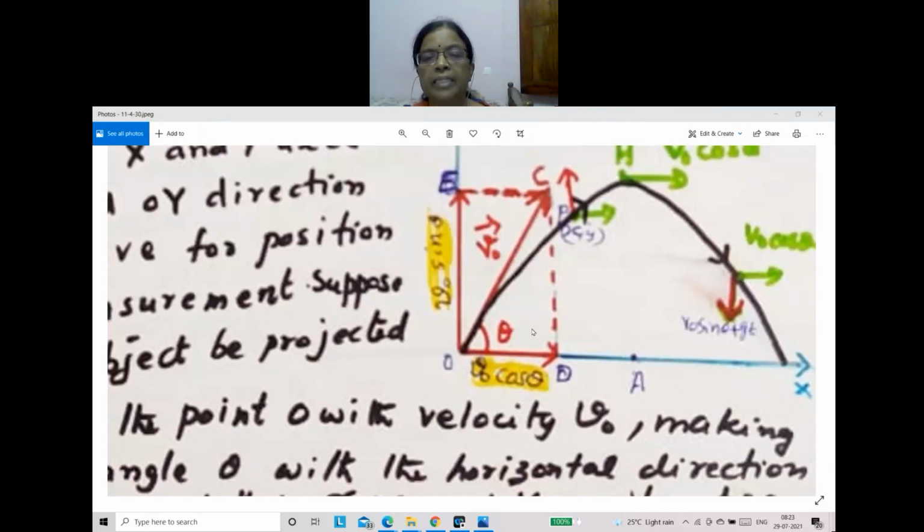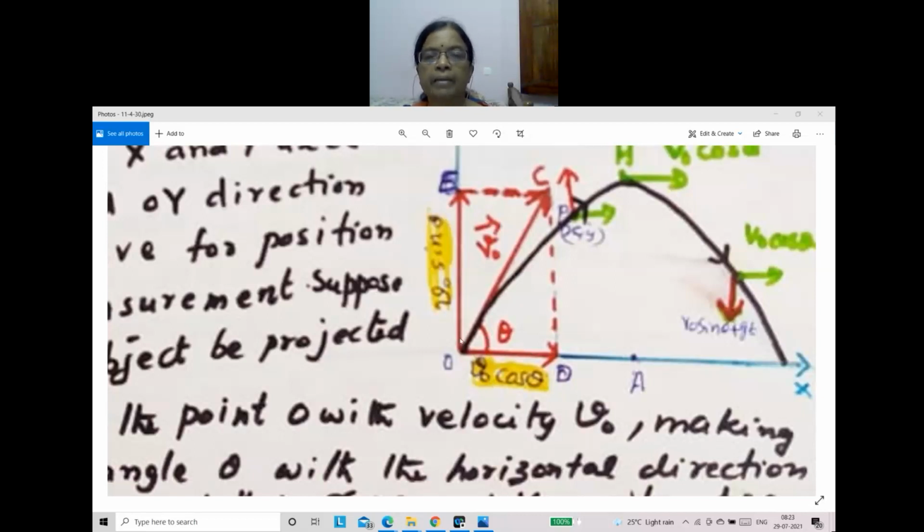Here, take cos theta. Cos theta is the adjacent side OD by the hypotenuse, OD by V0. So OD by V0 is cos theta, so OD equal to V0 cos theta. That is how we write here: OD equal to V0 cos theta.